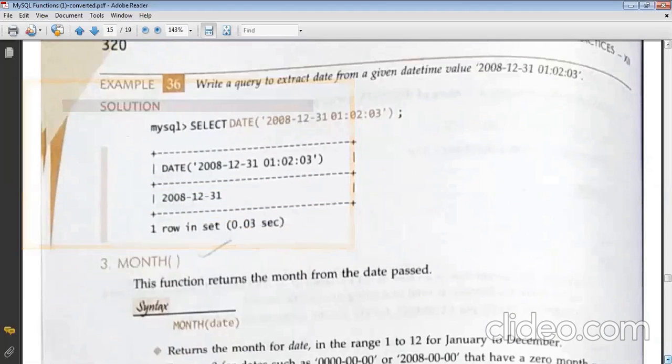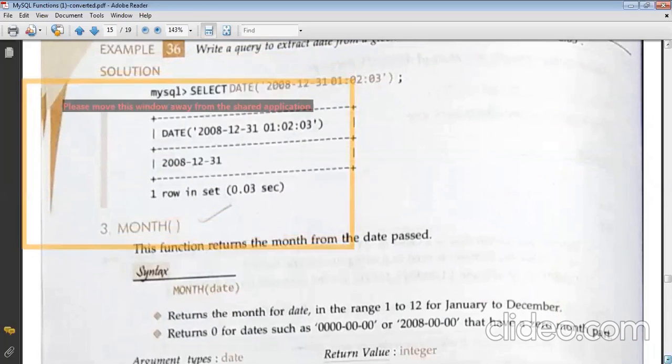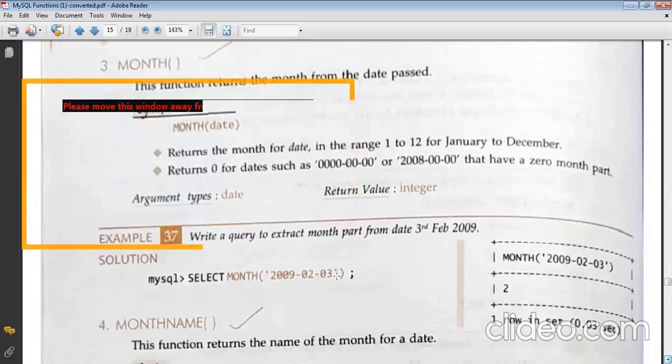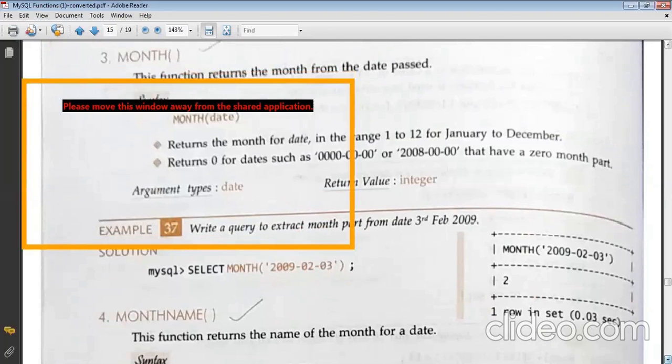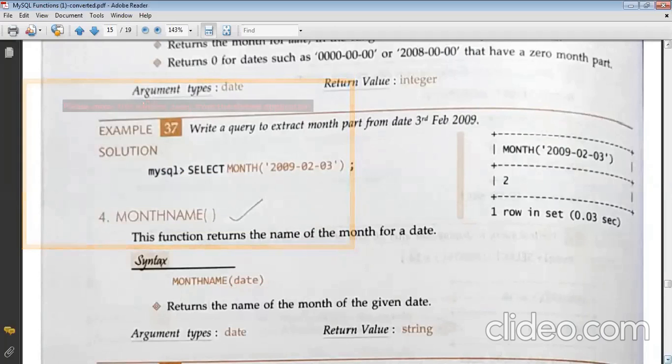Next we have month. If you want to find out the month of a given date, just use the function month and the date inside it. It will give you the month. Like you can see in the example, if this is over there, 2009, second month and third date. If you want to extract the month from this, you can just write month like this. Now if you want to extract the month name, you can write monthname as a function name and you can pass the date inside it. So in that case, the month name will come out.